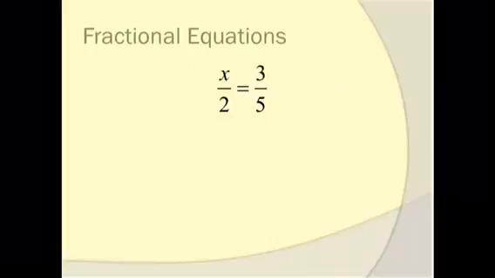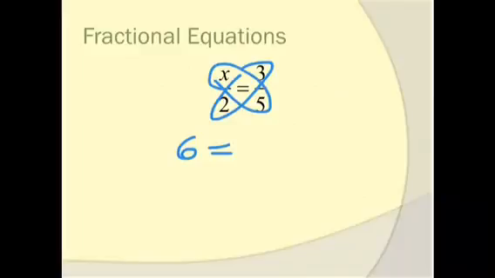And now we have some fractions. Generally, your first step when you have fractions is to cross multiply. So multiply the 2 times the 3, giving us 6. And we're going to multiply 5 times x, which gives us 5x. And then our next step simply is to divide both sides by 5, giving me an answer of 6 over 5 is equal to x. Simple enough.